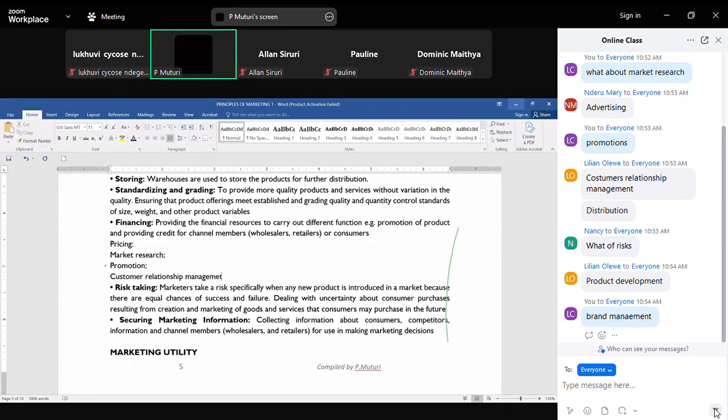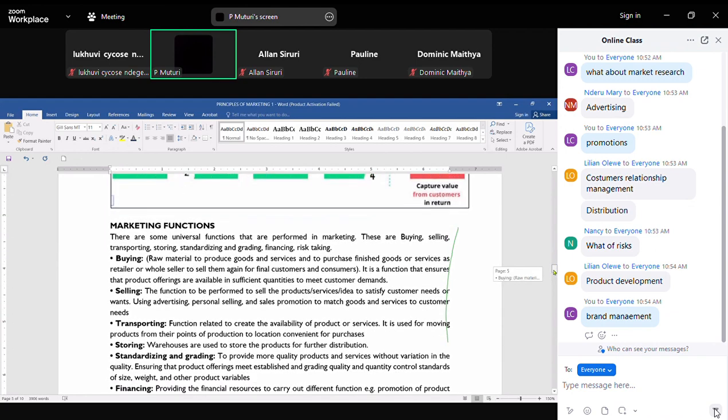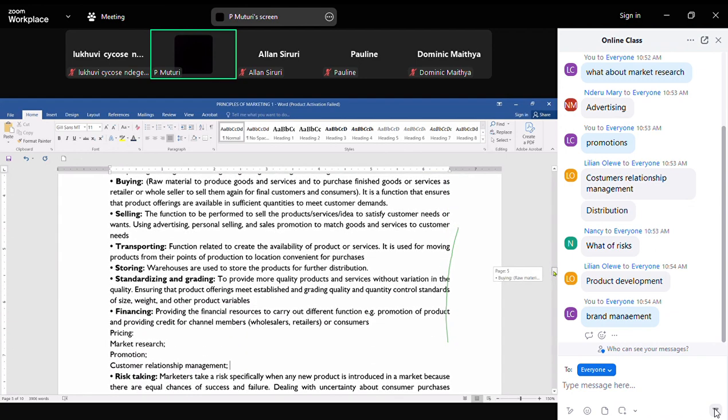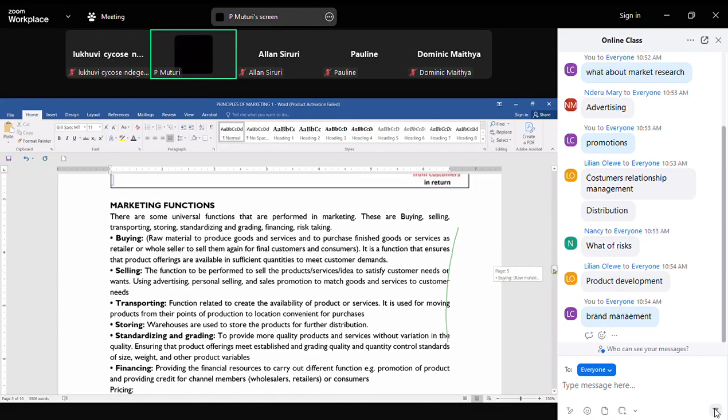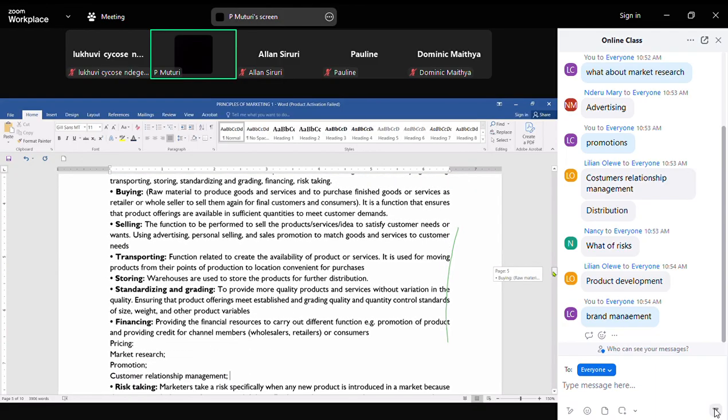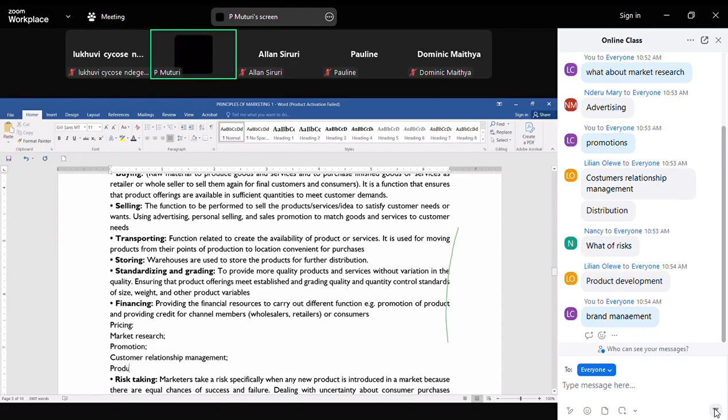Yes. As long as it's not in between any other that we have discussed, you can bring it up. Product development, brand management. Yes. So those, plus the others, are some of the additional functions. Product development, yeah, critical. Product development, and you can add to that brand management.